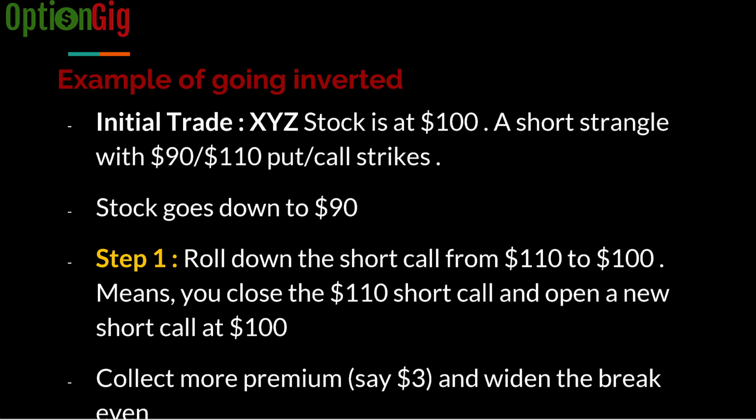Let's continue with the same example that we did in technique number 2 with my favorite stock XYZ. Let's say today the stock is trading at 100 and you had a short strangle, meaning you had sold a put at 90 and you had sold a call at 110. The stock is right in the middle at $100. Let's say the stock goes down to 90. So as step 1, which is technique number 2, you roll down the short call from 110 to 100. That means you close the 110 short call and open a new short call at 100. When you do this, you collect a premium. Let's say you collect $3 premium, and that will widen your break-even on the put side.